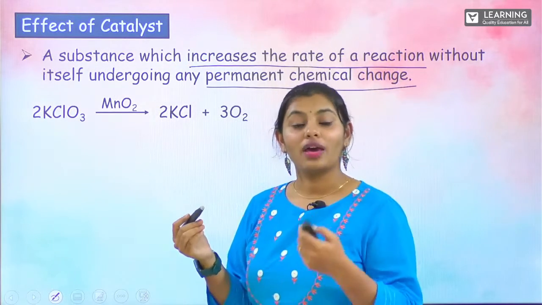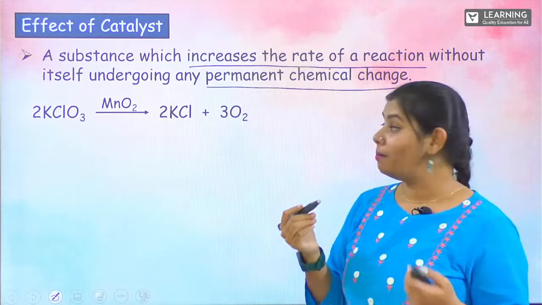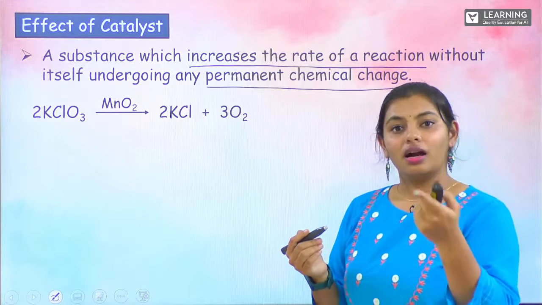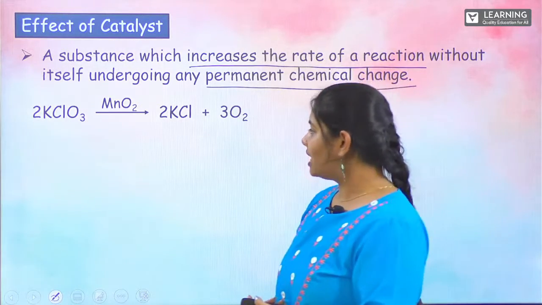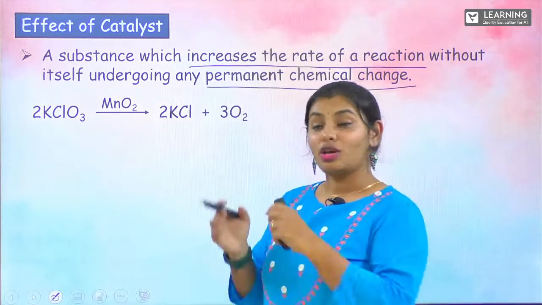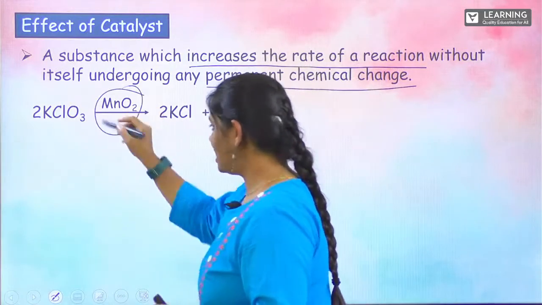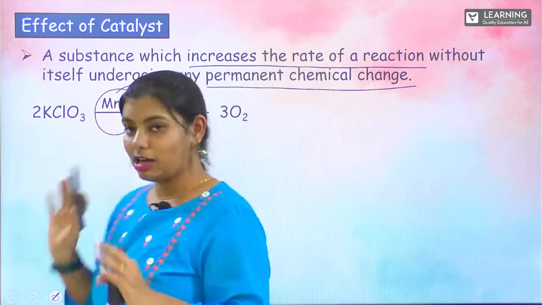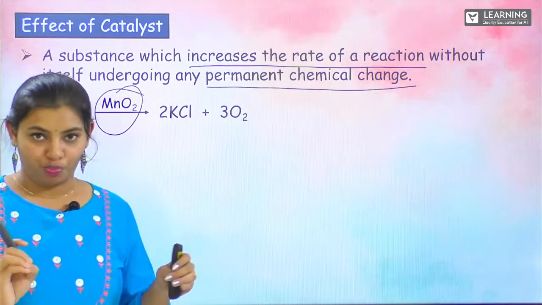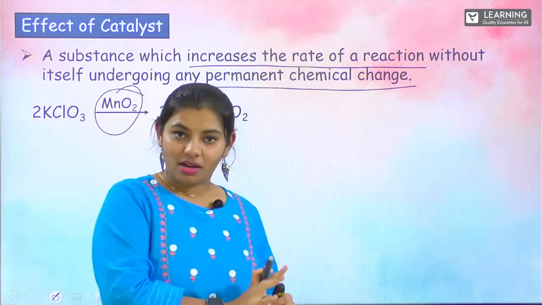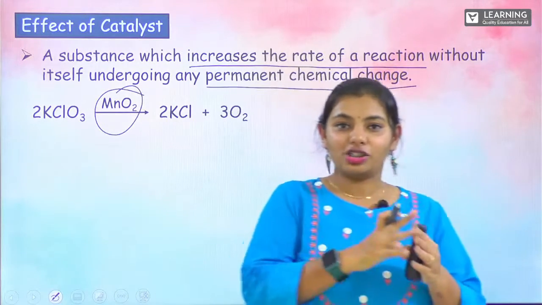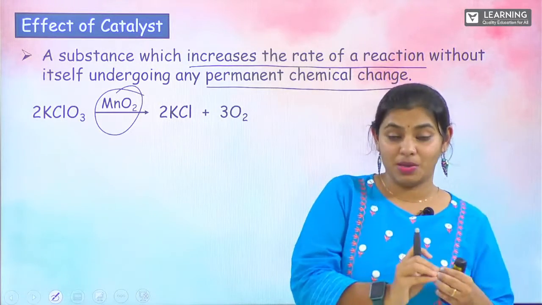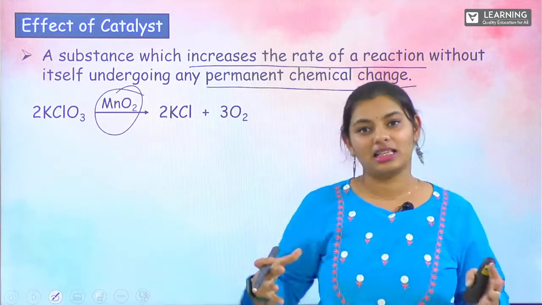There's an example here in front of us: 2KClO3 in the presence of MnO2. Here manganese dioxide is going to be our catalyst, which is going to give us 2KCl plus 3O2. So in this reaction, what is the catalyst? MnO2. KClO3 gives KCl plus O2. If the catalyst was not there, the reaction would be quite slow, but when the catalyst is included, the reaction rate is increased.